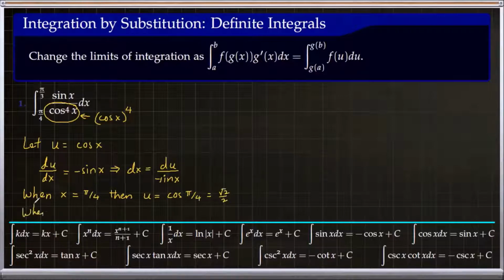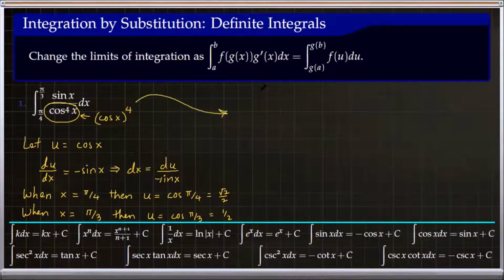Similarly, when x equals pi by 3, then u equals cosine of pi by 3. And we know cosine of pi by 3 is 1/2. So to get these values, you can either use your calculator or a unit circle, whatever is available to you. So now we are ready to do the substitution.